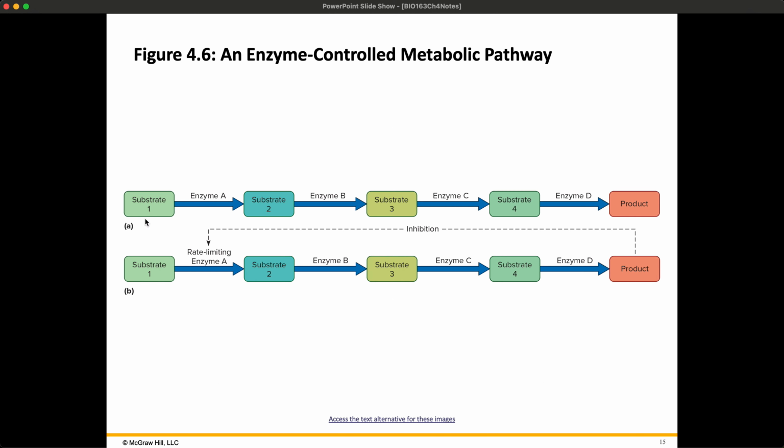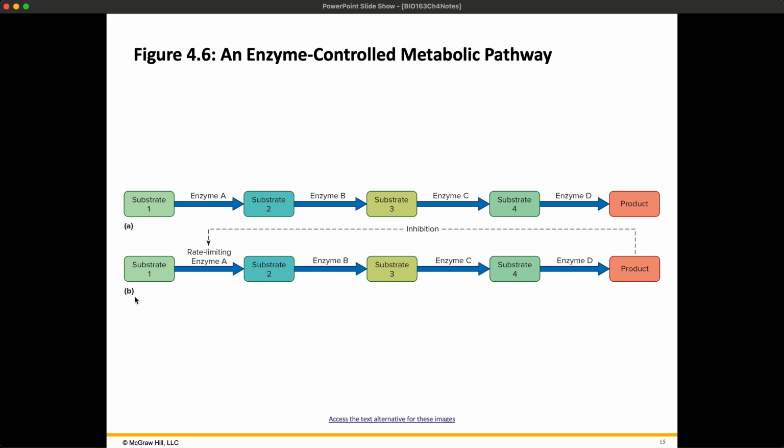So this figure is showing just the two versions of a metabolic pathway. A is an uninhibited one. So substrate 1 goes through, binds enzyme A, and it comes out as substrate 2. Substrate 2 binds enzyme B, comes out as substrate 3, and so on and so forth. So these aren't brand new substrates that our body is bringing in. Substrate 2 is the product of this first reaction, and then substrate 3 is the product of substrate 2 and enzyme B, and so on and so forth, until you get to your final product.